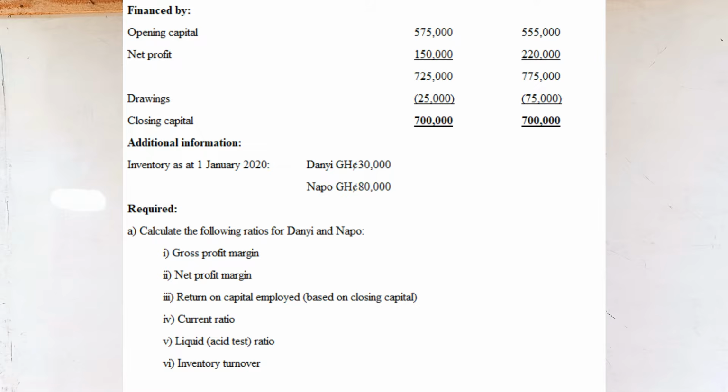And then there is additional information. We have inventory as at 1st January 2020. Danyi is 30,000 and Napo is 80,000 Ghana cedis.